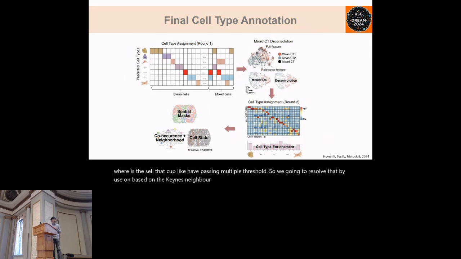So as you can see here, I'm giving you one example. The clean cell type 1 is the red one, the clean cell type 2 is the blue one, and the mixed cell type is the black one that's mixed between two of the cell types. If we're using the full feature set, it's very difficult to separate. But if we use the relevant features, like the signature features of cell type 1 and cell type 2, it's very easy for us to separate them.